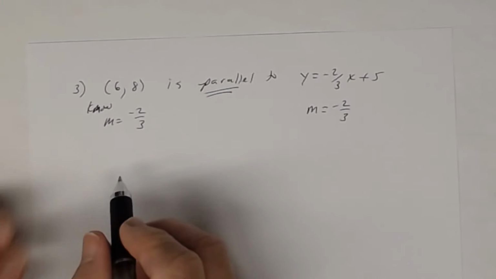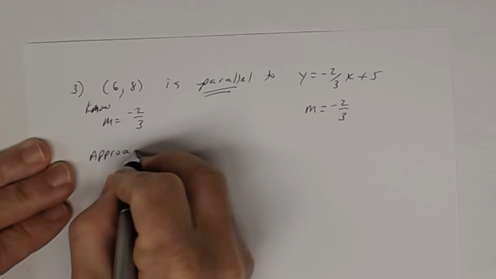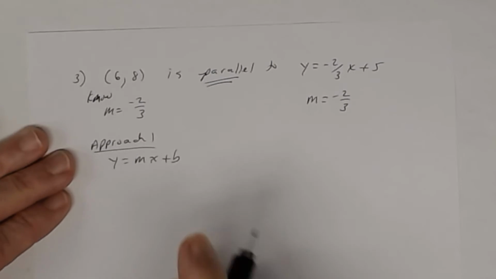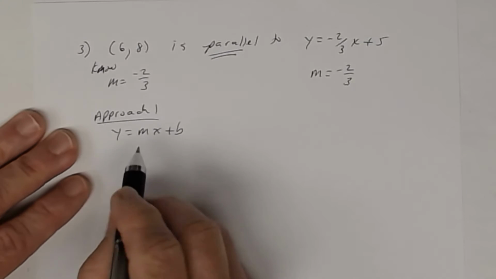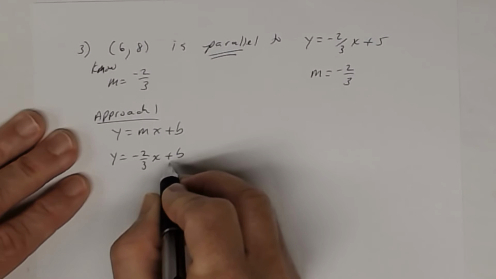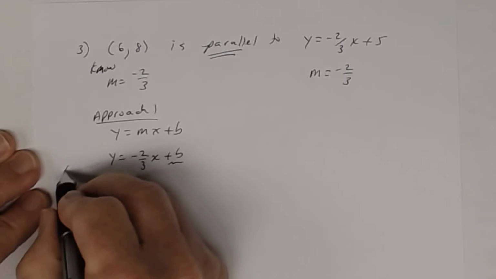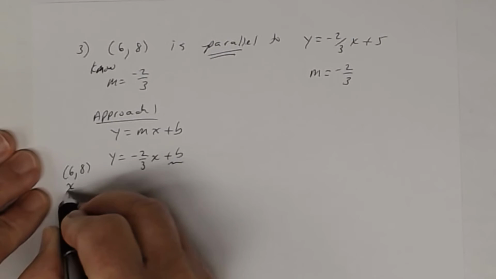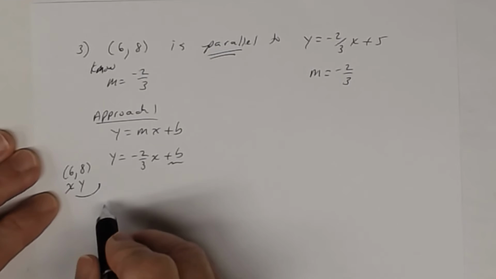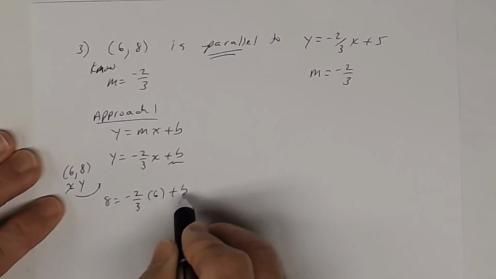All right, so now we just go and do the work. So approach 1, and some of you probably used slope-intercept form to do that. I know the slope, which is negative 2/3. So I have y equals negative 2/3 x plus b. And now I've got to find b. Well, to find b, I'm going to use the fact that this point is on that line. So the point on that line is 6, 8. So this will be the x-coordinate. This will be y, and I substitute. So I get y, which is 8, equals negative 2/3 times x, which is 6, plus b.